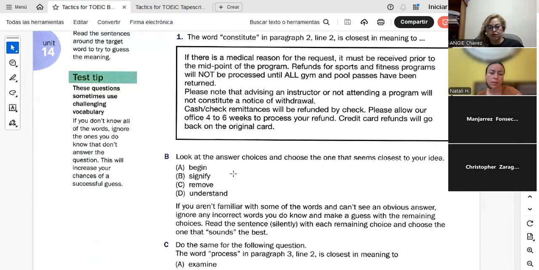Then here we have some options, according to the Toeic exam, which always has this multiple choice format. Okay. So what would be the closest in meaning? Signify? Doesn't signify, right? That would be the closest in meaning. That's why synonyms are very important.